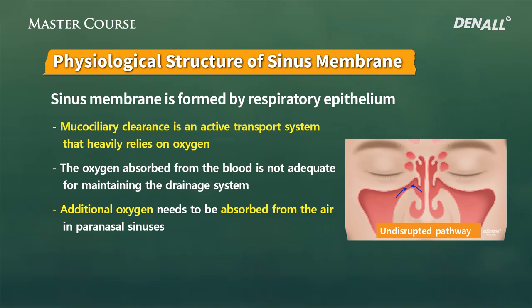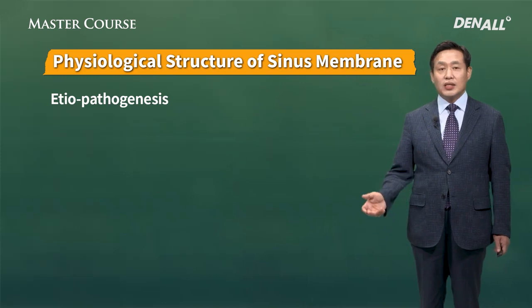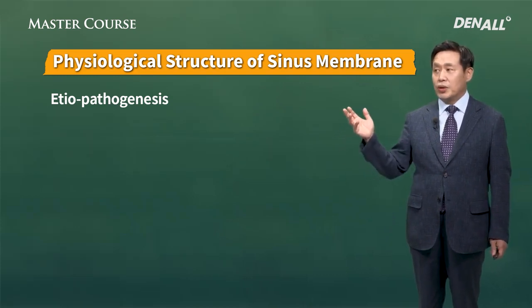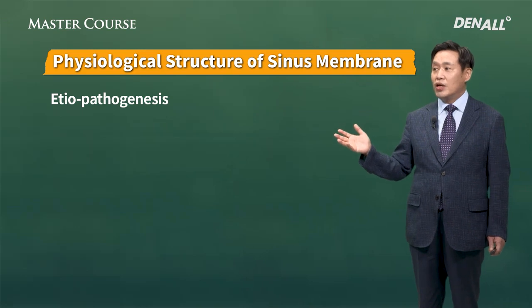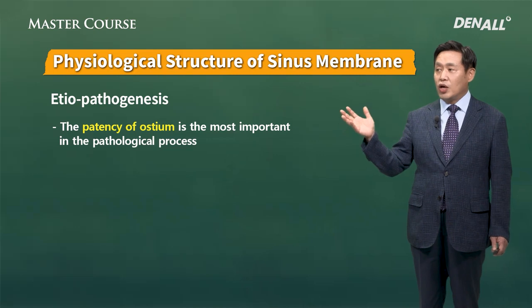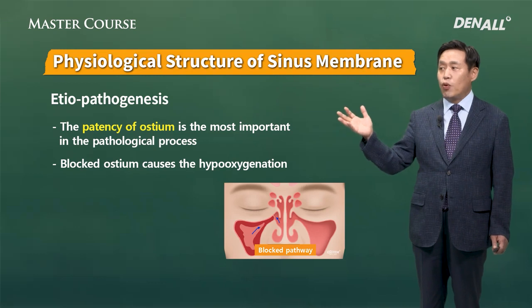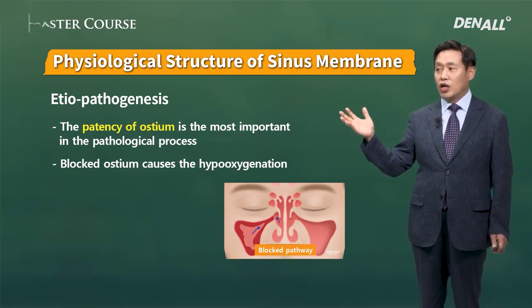That means for mucociliary clearance function, the physiological function should be maintained. What is most important for that? The patency of the ostium plays a pivotal role in maintaining the transportation system. So, in the maxillary sinus, if you look at the pathogenesis, the patency of the ostium is the most important in the pathological process. If the patency is blocked, that causes hypooxygenation, the lack of oxygen.